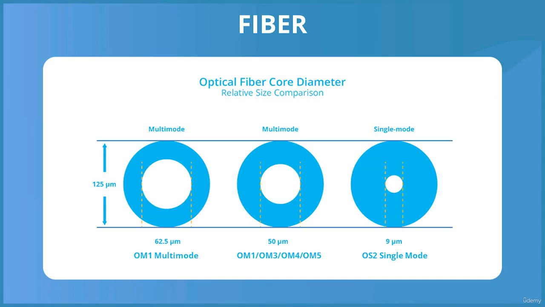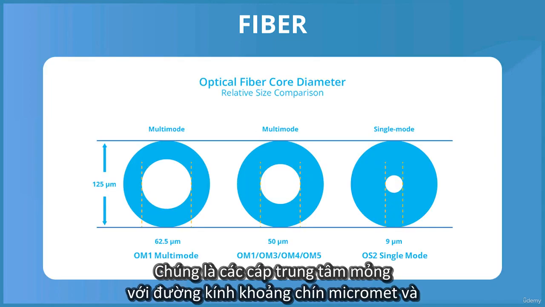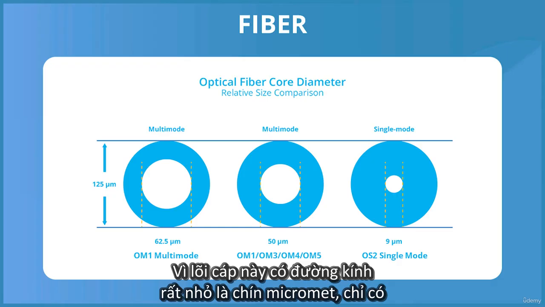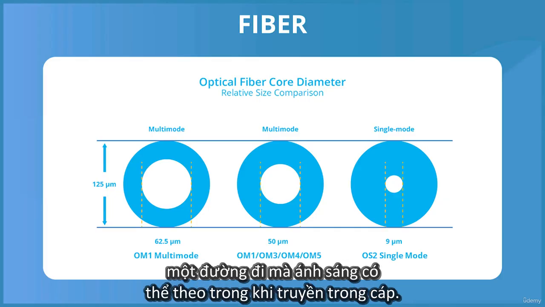Single-mode fiber. They are thin, centered cables with a diameter of approximately 9 microns and transmit infrared laser light with a wavelength between 1300 and 1550 nanometers. Since this cable core has a very small diameter of 9 microns, there is only one path that light can follow as it propagates in the cable.